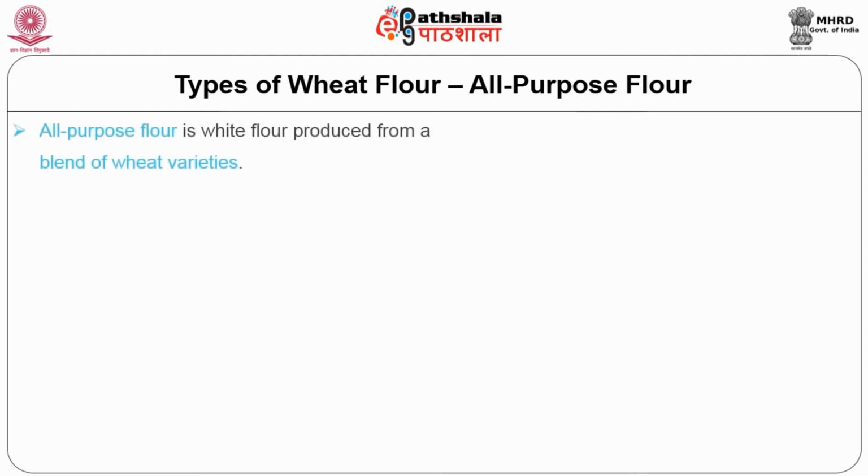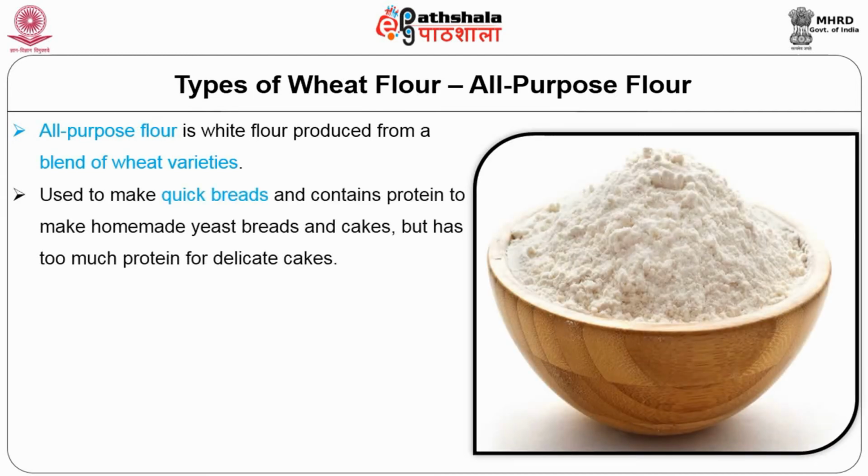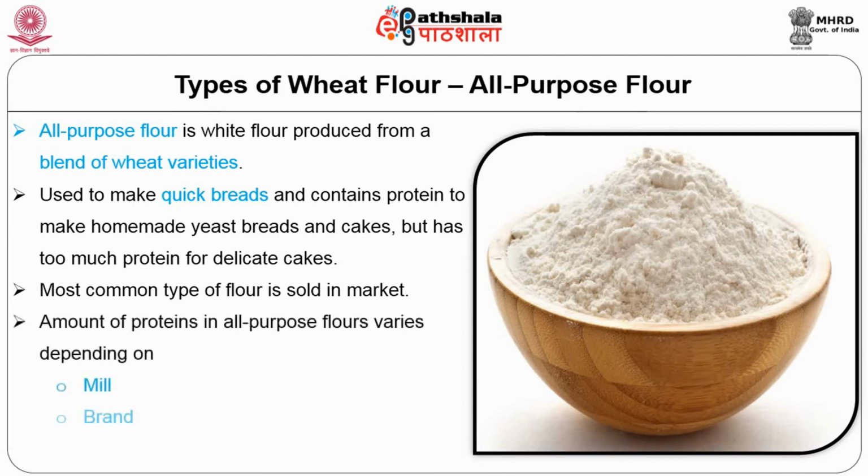All-purpose flour. This is a white flour produced from a blend of wheat varieties. It is used to make quick breads. It contains enough protein to make homemade yeast breads and some cakes, but it has too much protein for delicate cakes. It is the most common type of flour sold in the retail market. The amount of protein in all-purpose flours varies depending on the mill, the brand and the region where it is marketed.